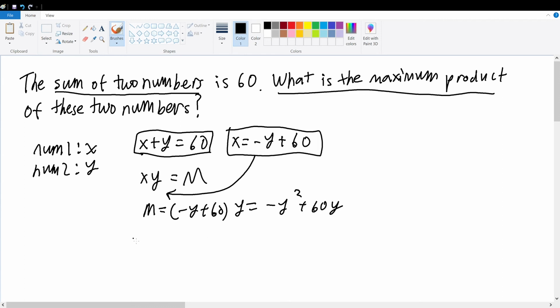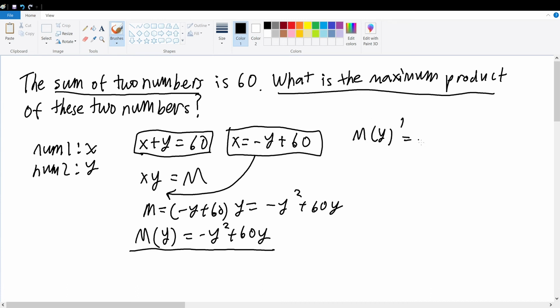And that is equal to the m function, which is now written in terms of y to be negative y squared plus 60y. And what we can now do is take the derivative, the first derivative of the m function to obtain the critical points for maximum and minimum values. So m of y's prime will be equal to negative 2y plus 60. This is the power rule, and we're going to set this derivative to be equal to 0 because only when the derivative is set to 0 can we find maximum and minimum values of a function. We can rearrange this to get negative 2y is equal to negative 60, y being 30.